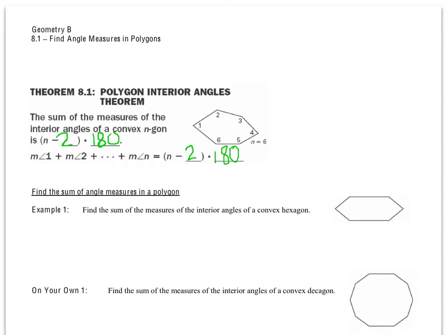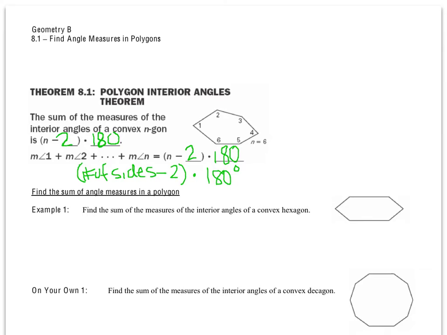180. So I'm going to just write this in words. We're going to do the number of sides minus 2 times 180 degrees. So let's look at the first example.